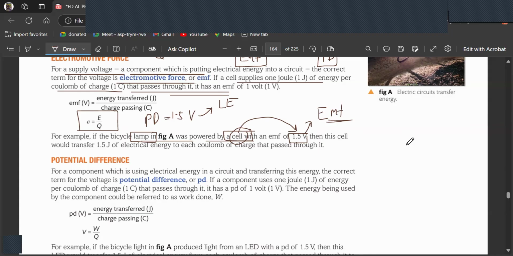potential difference and EMF. Potential difference is for a component which is now changing the electrical energy to different types of energy. EMF is always electrical energy. EMF can't be any other forms of energy. But potential difference can be any kinds of energy, converted from electrical energy to thermal, for example. Which voltage is potential difference? The voltage that has been transferred from EMF to other forms. Its definition is also the same, but the energy being used over here could be referred to as work done, because what is work done? Transfer of energy.